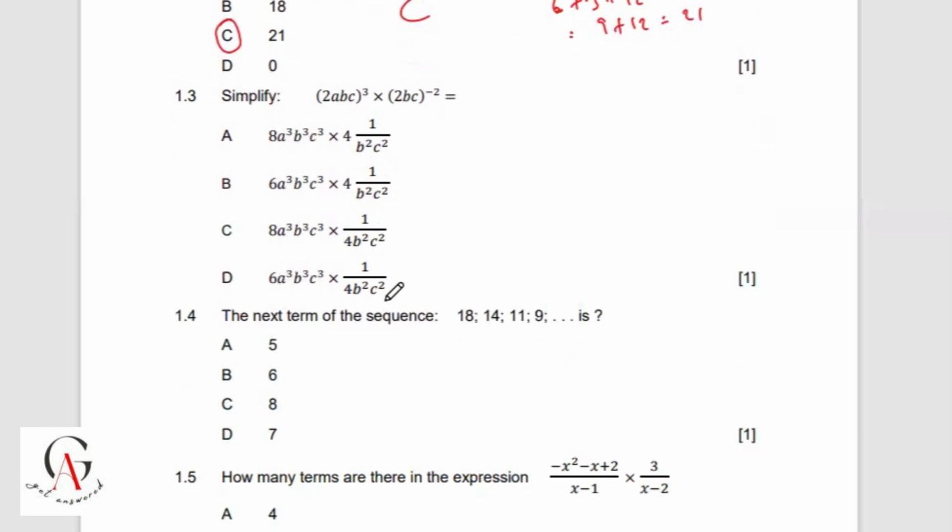Then 1.3, they want us to simplify. Now we have bases of 2, a, b, and c raised to an exponent of 3. This 3 is going to affect everything that is inside this bracket using the laws of exponents. If you have a to the exponent of c, and then we have exponent d, this d affects that c. In this case, all the exponents here will be 1, 1, 1. So we have 2 cubed. 2 cubed is 8. And then we shall have a cubed, b cubed, and then c cubed. But then we are multiplying it by this. So it's going to be the same story.